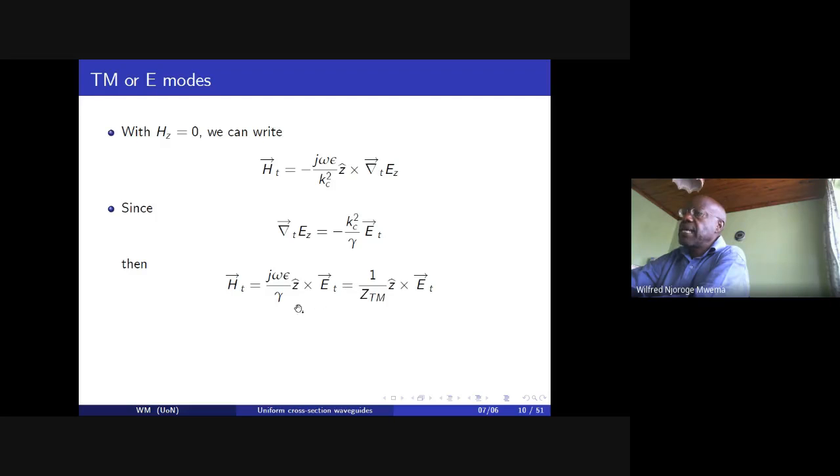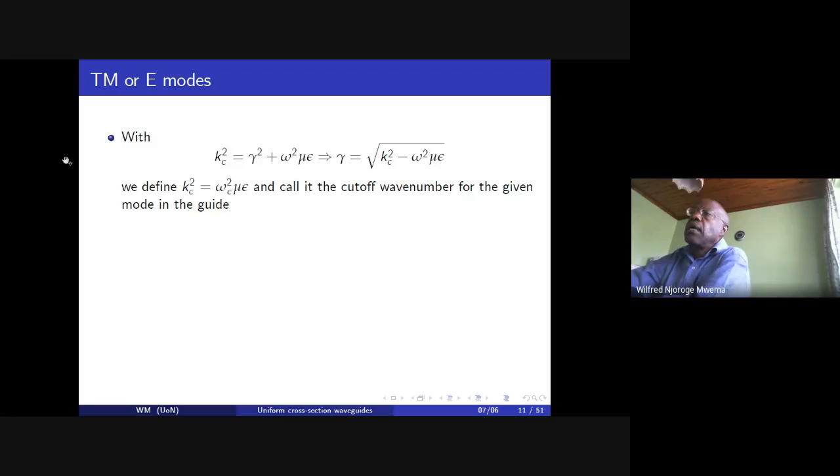which we can define as 1 over impedance, and we are going to call it 1 over ZTM, Z cross E of t, where ZTM, the wave impedance for TM modes, is going to be given by gamma by j omega epsilon, and we call it a wave impedance for the transverse magnetic wave. With Kc squared equal to gamma squared plus omega squared mu epsilon, then we can see that gamma can be obtained in terms of Kc and K as the square root of Kc squared minus omega squared mu epsilon.